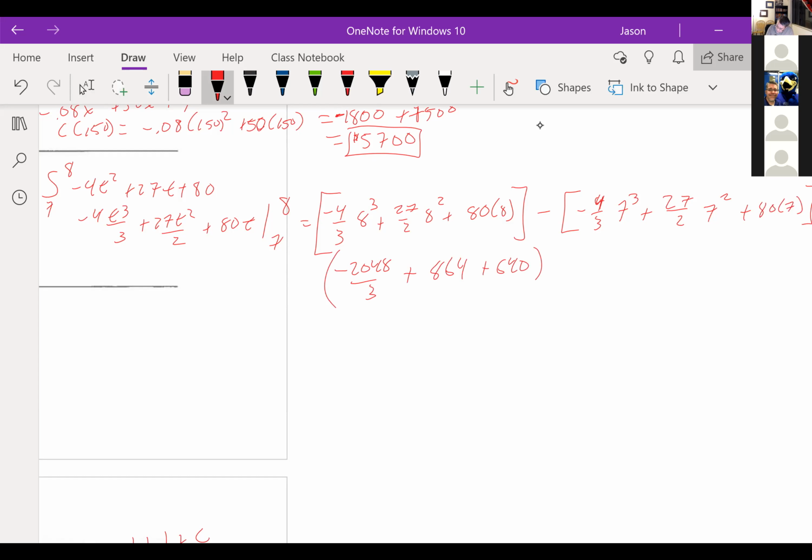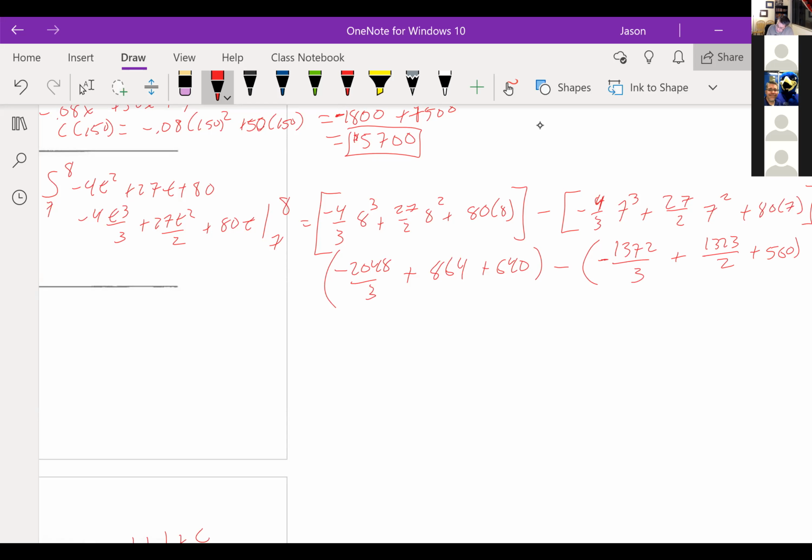Okay. Minus, this is going to be 7 to the third, which is 343, times 4 is 1372 over 3. That's a negative. Okay, plus 7 squared is 49. 49 times 27 is 1323 over 2. Plus this is going to be 560. Okay.